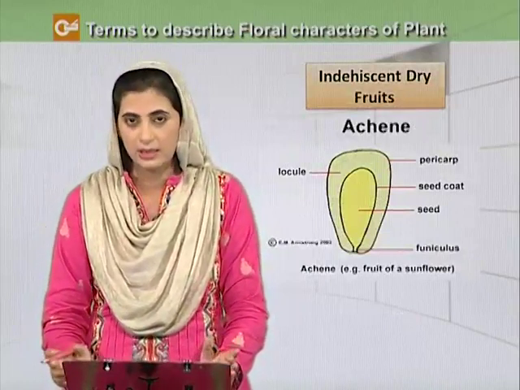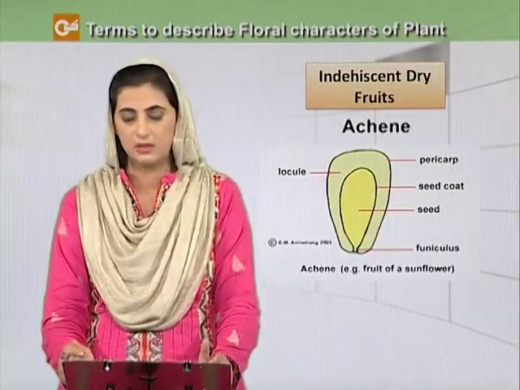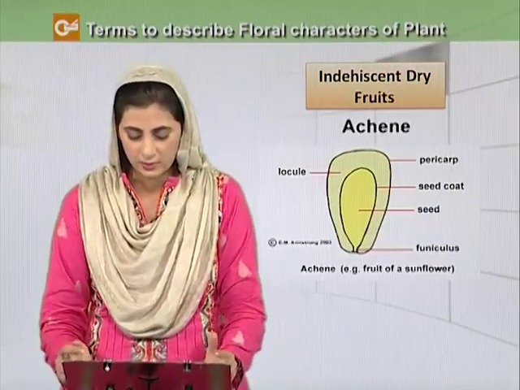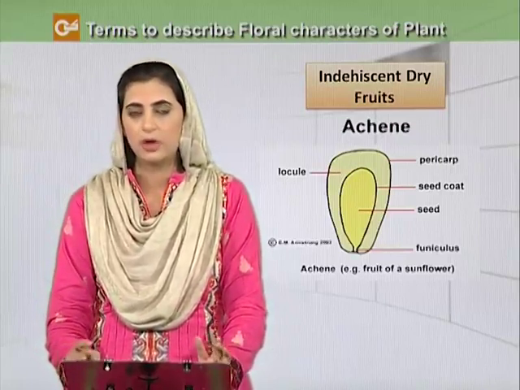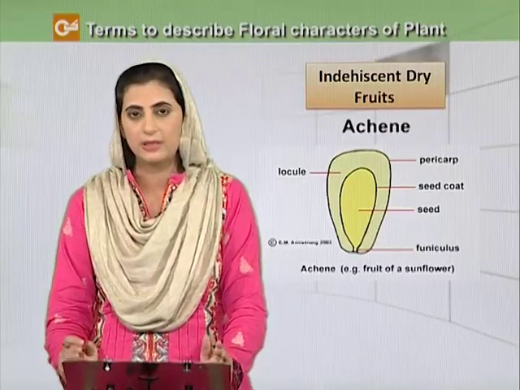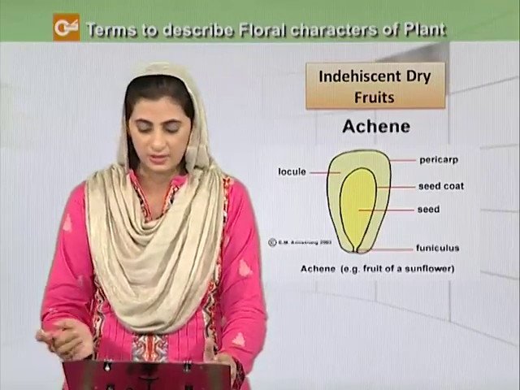Number one is indehiscent dry fruits, or in this case achene is one category or one type. In case of achene, pericarp is not attached to seed coat, and it is single seeded, and example is that of sunflower fruit.